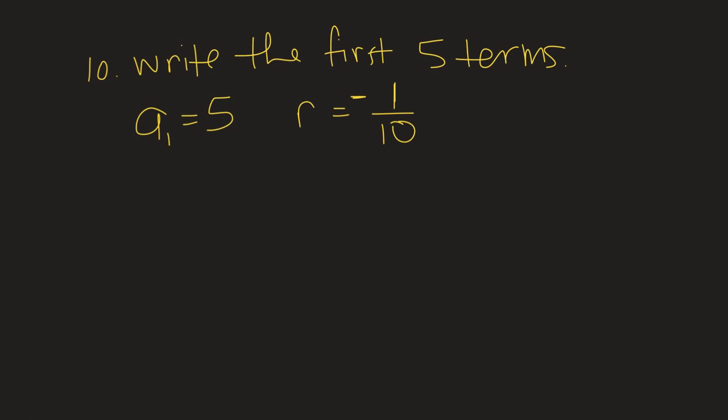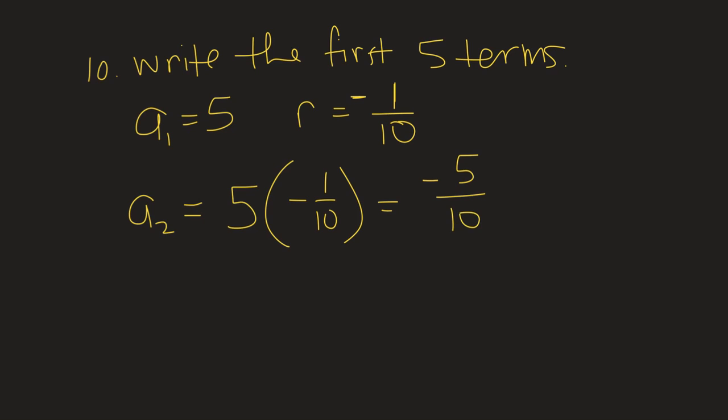Let's see if we can do this with our geometric sequence. Because we have an r, we know that it's going to be geometric. That's the ratio. If this were a d, then that would be arithmetic, a common difference. So our first term is 5. That's pretty obvious. Our second term is found by multiplying our first term by -1/10. If we were going to do this algebraically, this would be -5 divided by 10, which reduces to -1/2. So our second term is -1/2.